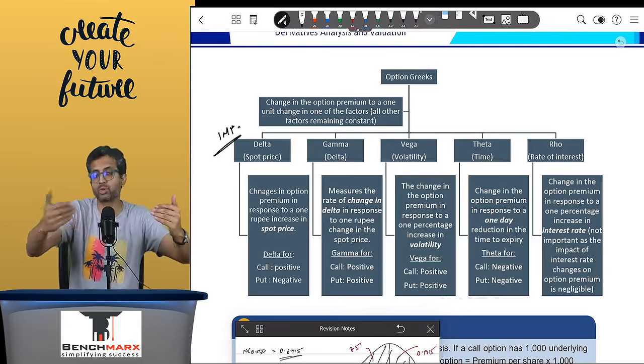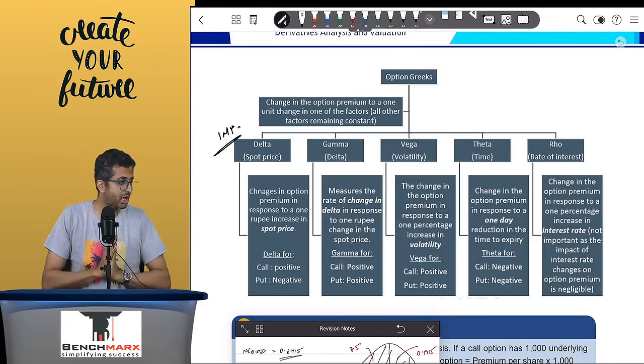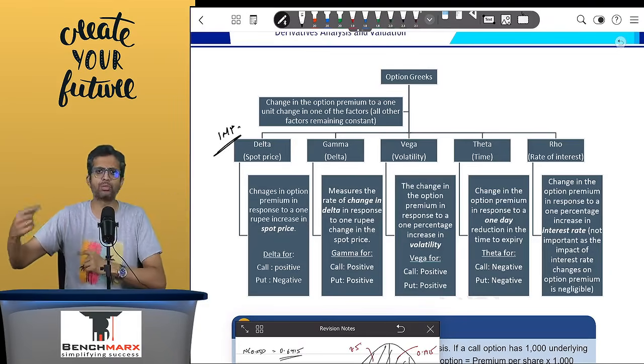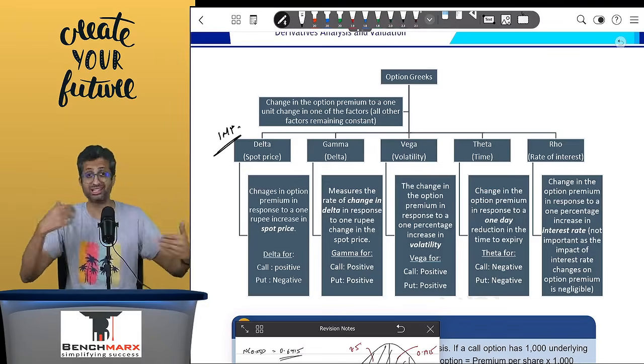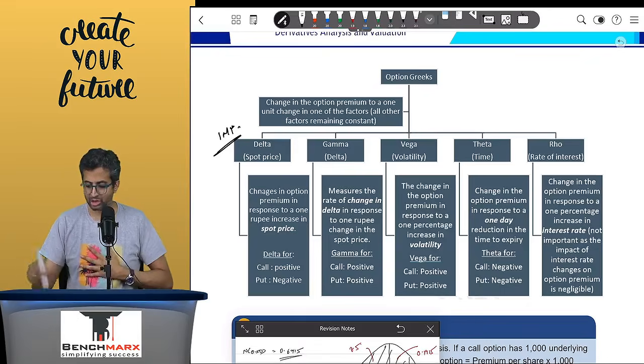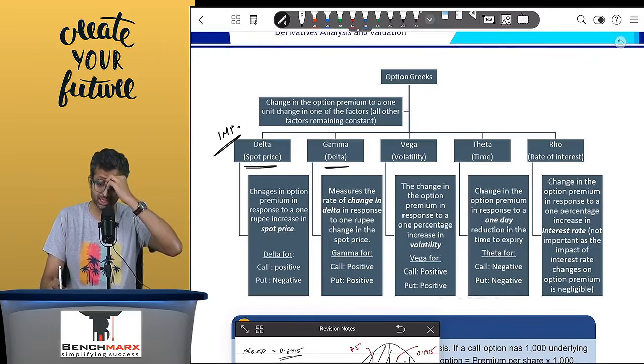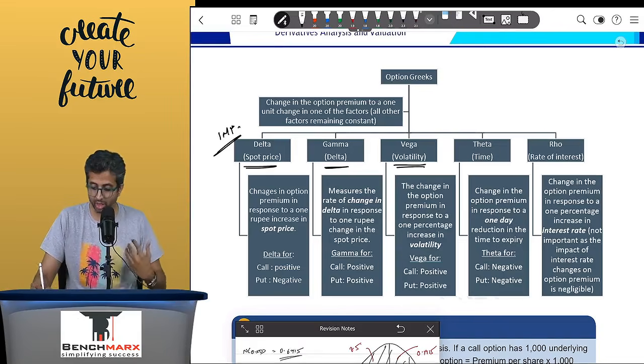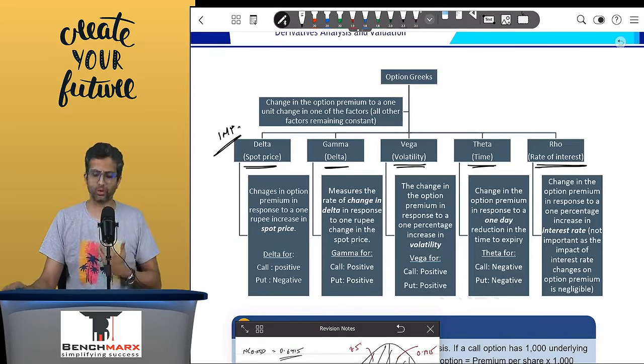Delta measures the responsiveness to changes in prices. However, prices can keep on changing, and in response to that, the delta itself can keep on changing. So that is what the gamma measures. So delta is the responsiveness to spot price, gamma is the movement in delta, vega is volatility, theta is time, and rho is the rate of interest.